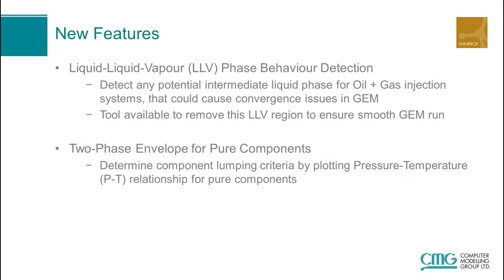For those working in GEM, you'll definitely like this. We have a new liquid-liquid vapor phase behavior detection. What this does is it actually looks for the intermediate liquid phase in oil and gas injection systems, which can cause this liquid-liquid vapor region, this kind of multi-phase region. Now, this can lead to some convergence issues inside GEM when you run into this, just due to the sheer complexity of what happens there in terms of the overall phase behaviors. So we have a tool that's now available in WinProp, not only to detect this, but also to help you remove that region and ensure a smooth GEM run.